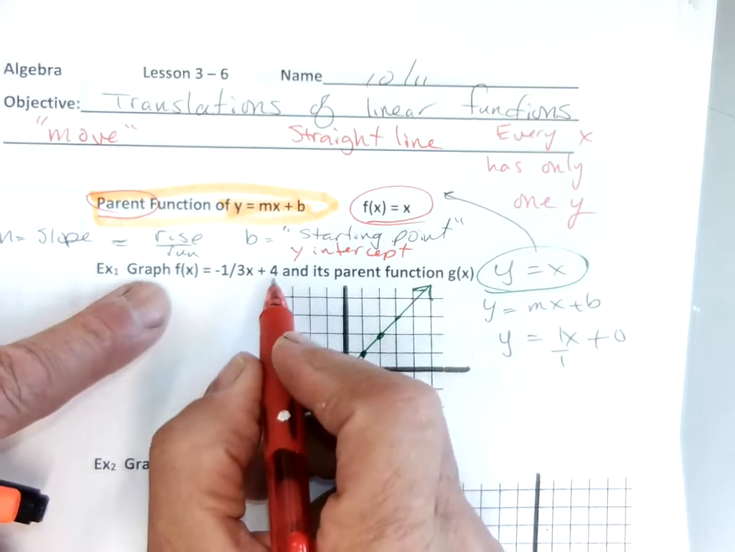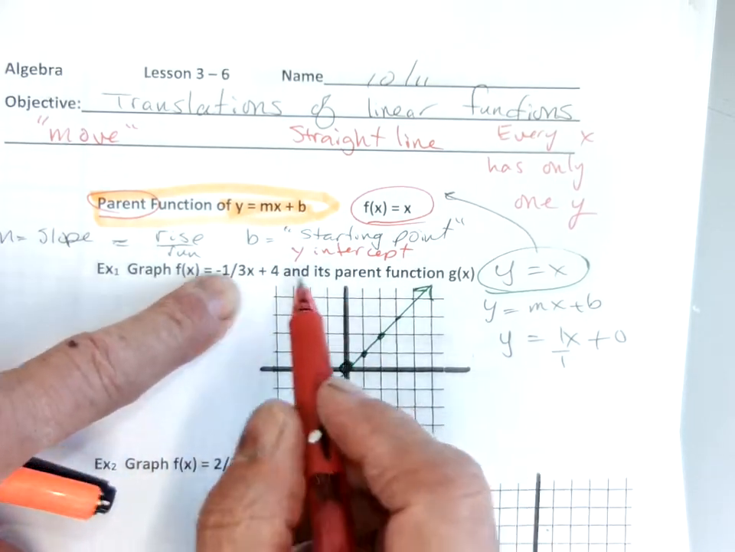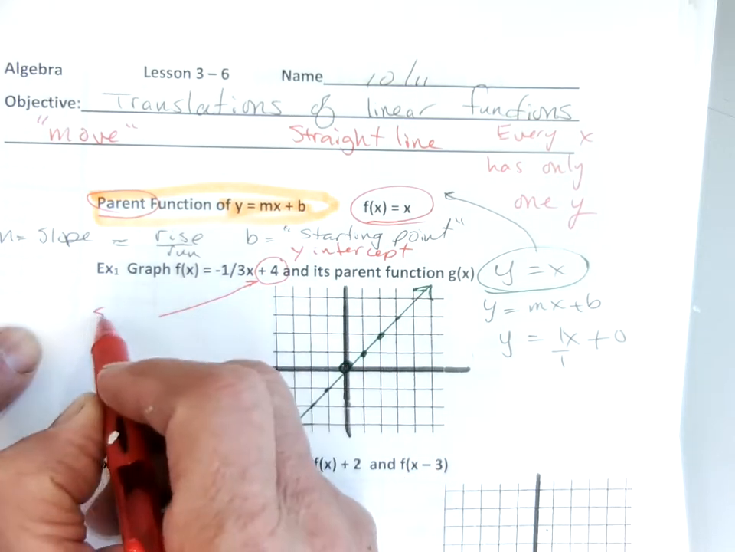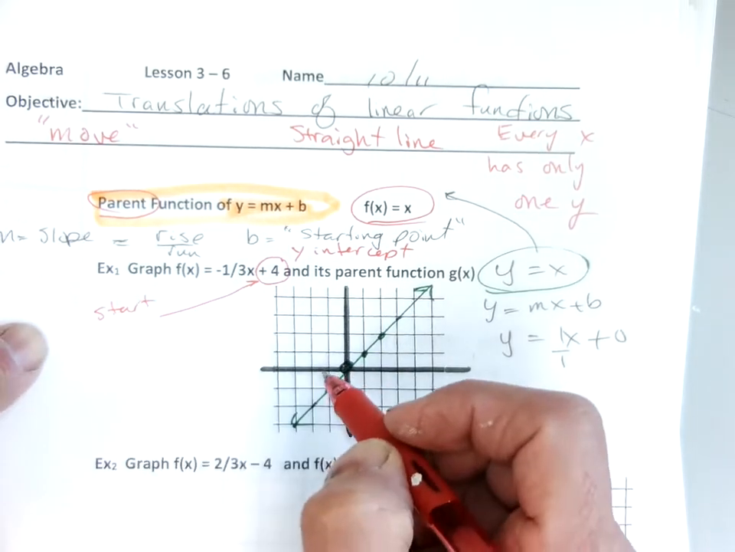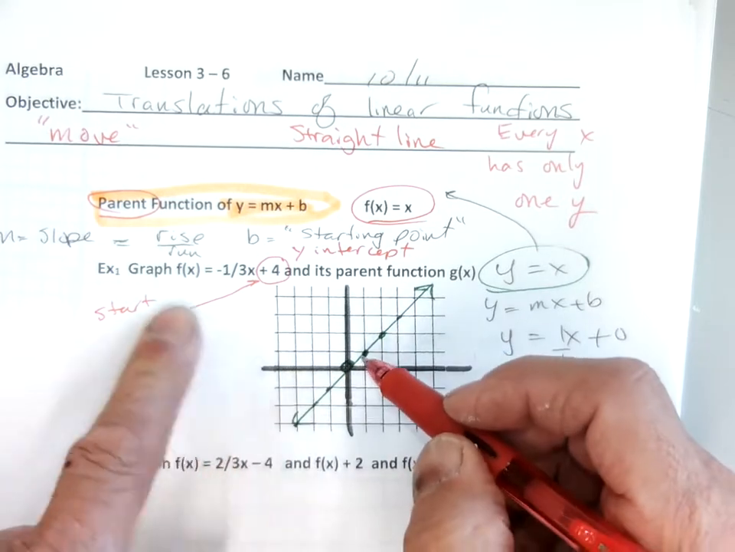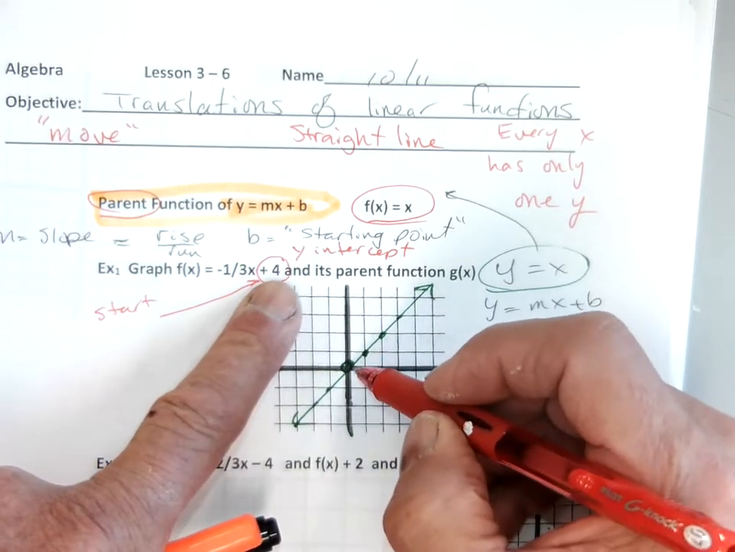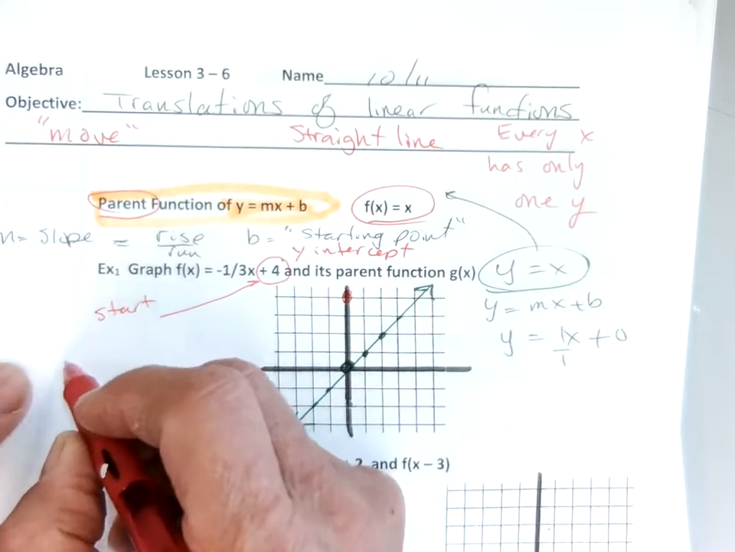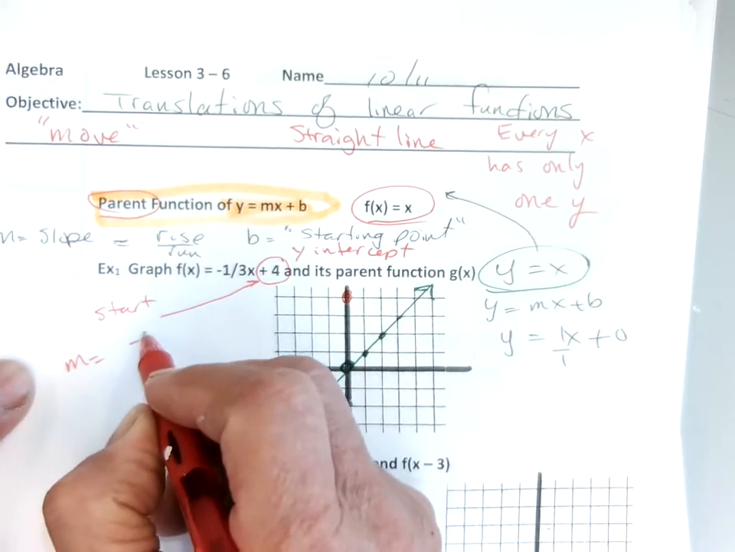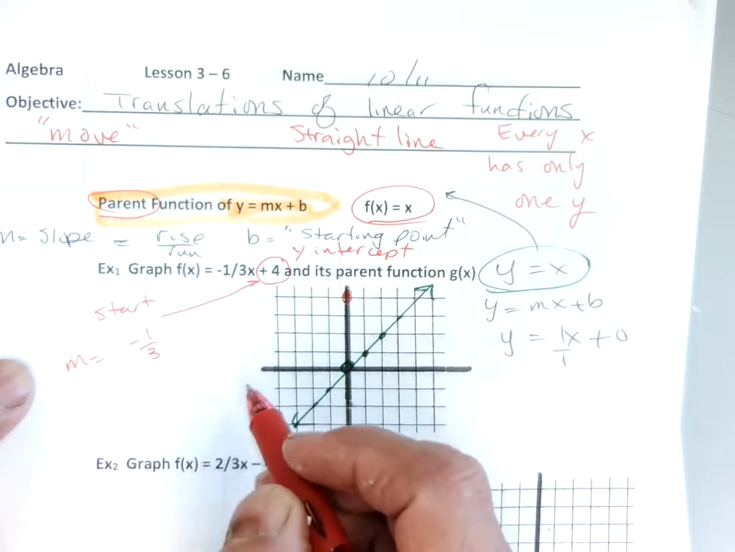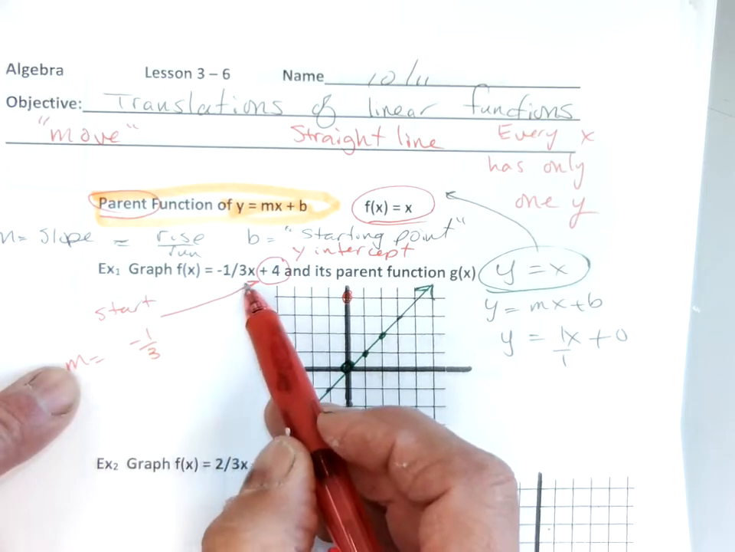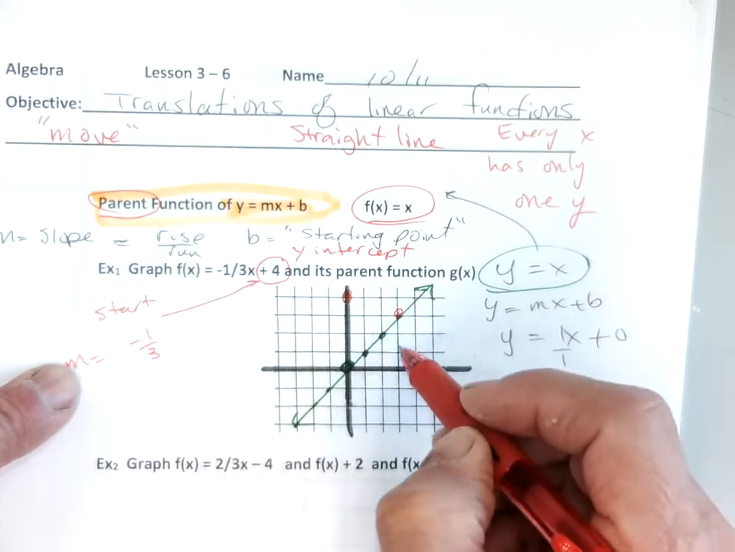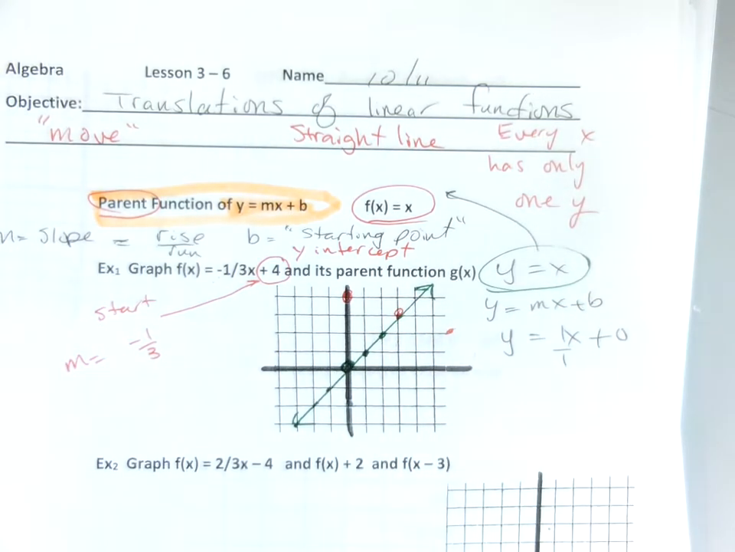We are going to start at positive 4. That's our start, on the y-axis, because it's the y-intercept. So I'll start at 1, 2, 3, 4. And my slope is down 1 over 3. Down 1 over 3, down 1 over 3. So I'll start at 4, down 1 over 3, down 1 over 3. And here's my new line.